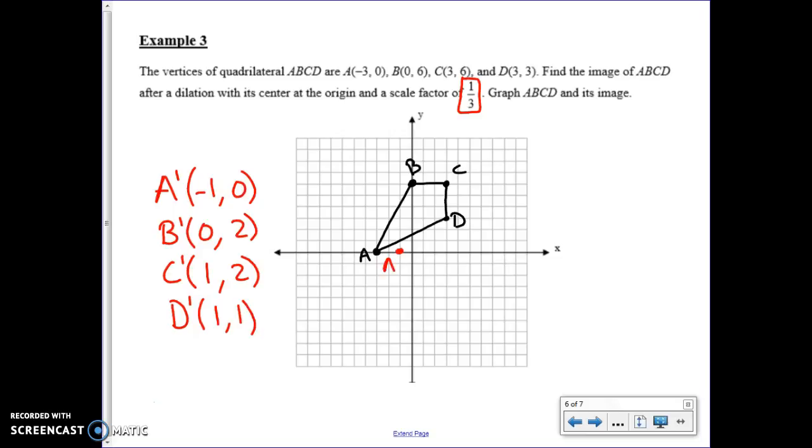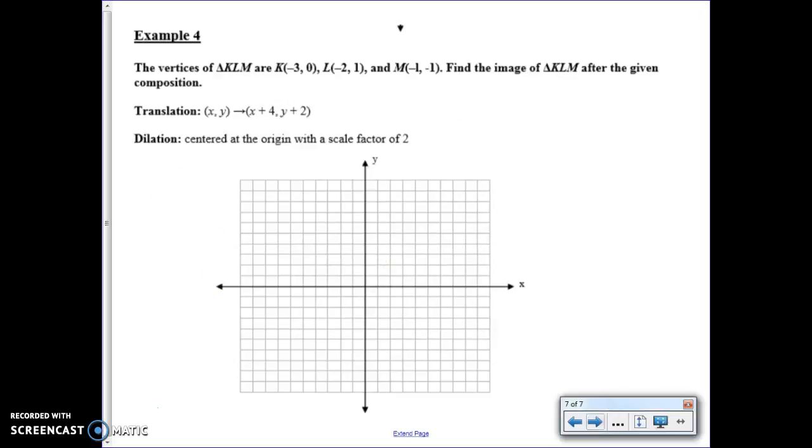So now I'm going to plot those points. So -1, 0 is A prime, 0, 2 is B prime, over 1 up 2 is C prime, and then over 1 up 1 is D prime. So you'll notice that we have the same shape, it's just a lot smaller than our original figure. So one thing you should know is that a dilation is not an isometry because it is shrinking the figure. It's not the same size and shape.